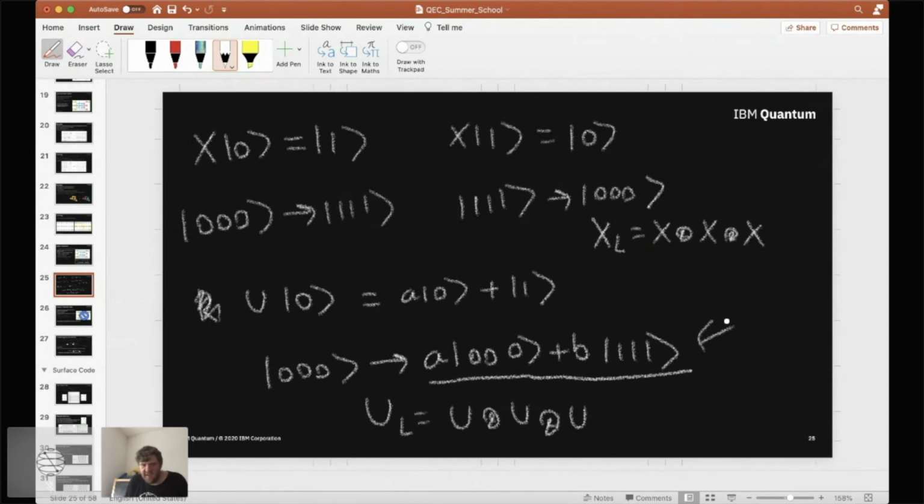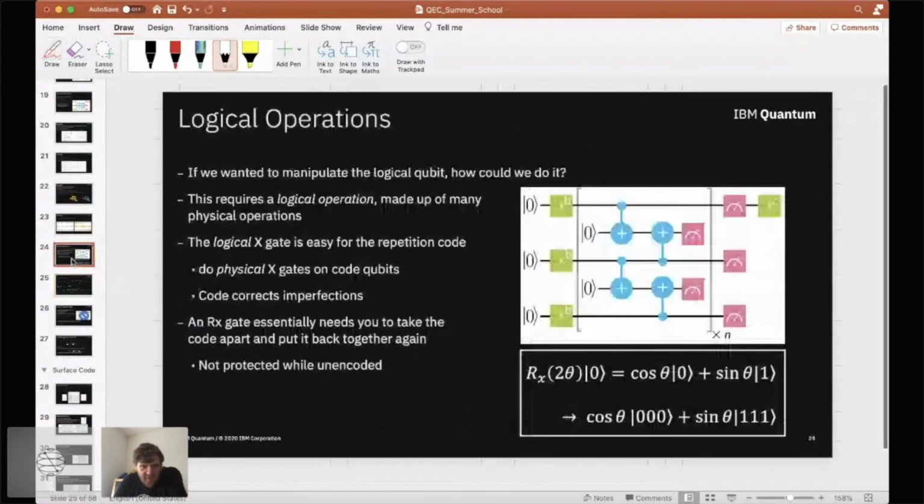But in that whole time that it is unencoded, just sitting there on a single physical qubit, it is exposed. It is no longer encoded. It's no longer having error correction done. Any noise that happens then is noise that cannot be undone. Any noise, any imperfection in this U gate that we are performing just sits there. It happens, it cannot be undone. So you cannot fault tolerantly do any arbitrary single qubit gate using the repetition code. And that is bad, because we need to do those things in order to do quantum computation.